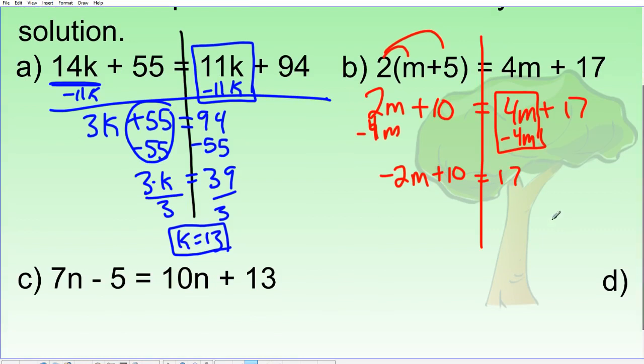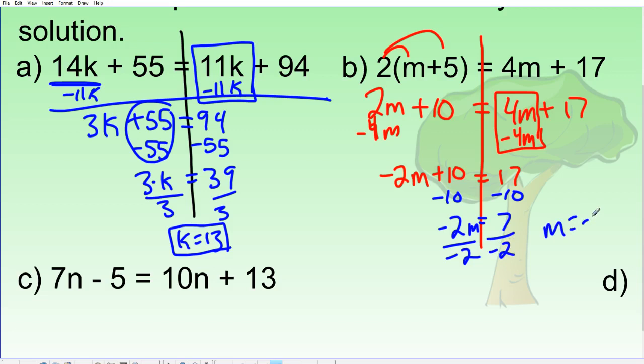So once I got rid of my variable on the right, now look at this. That's just a two-step equation. So I'm going to get rid of the add and subtract, then the multiply and divide, and I'm done. So this should be just kind of boring stuff now. Minus 10, negative 2m equals 7. Divide by negative 2, divide by negative 2, and m equals, yeah, you get a decimal, negative 3.5. And that's okay. It's okay to get decimals. Decimals aren't wrong.